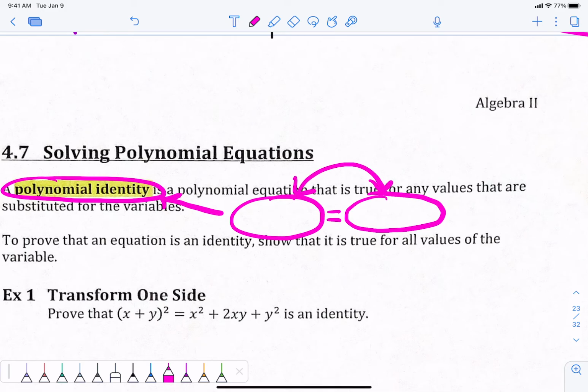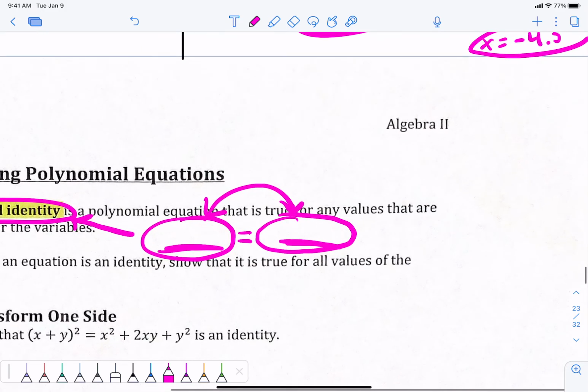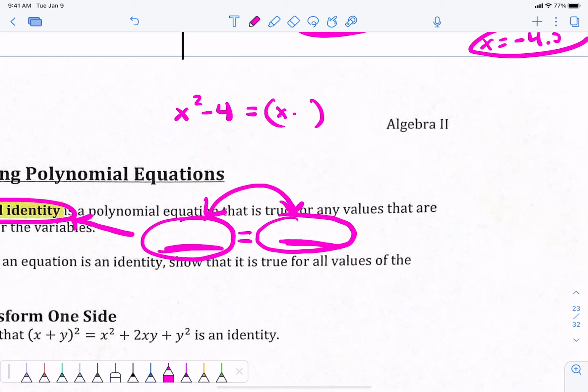An identity is something that has an equal sign where these 2 pieces on the left and on the right are the same, but they don't necessarily look the same, right? Let me give you an example of an identity, okay? So let's say we have x squared minus 4. That is a difference of squares, right? So this would be x minus 2 and x plus 2. That is an example of an identity because it's the same on both sides even though it doesn't look the same. So that's my example, okay?